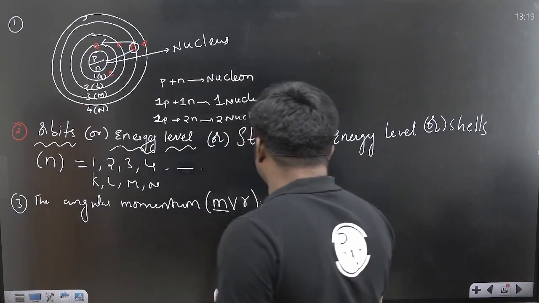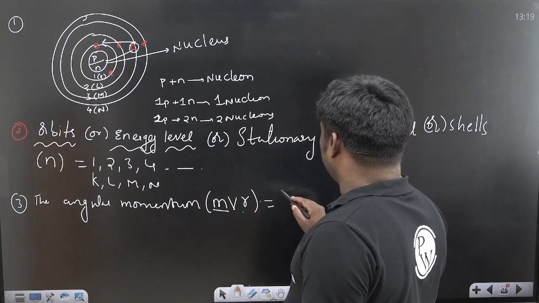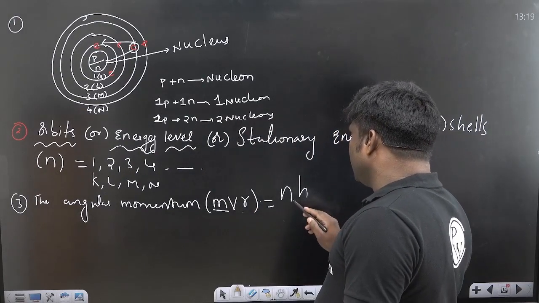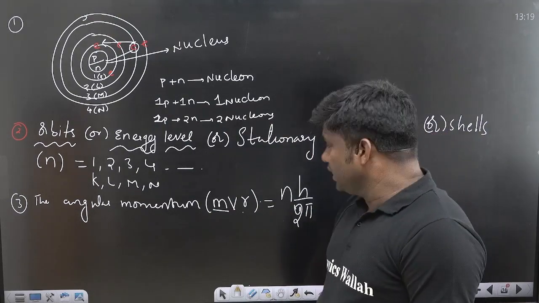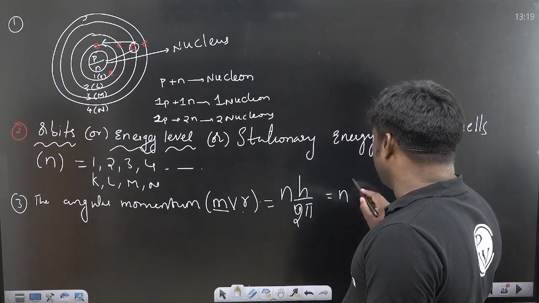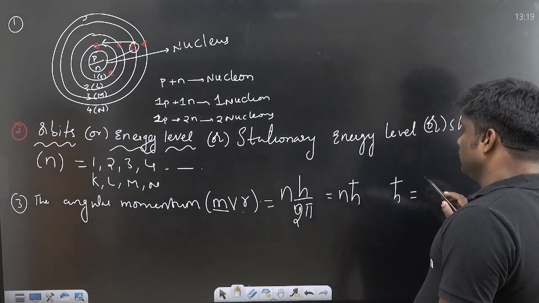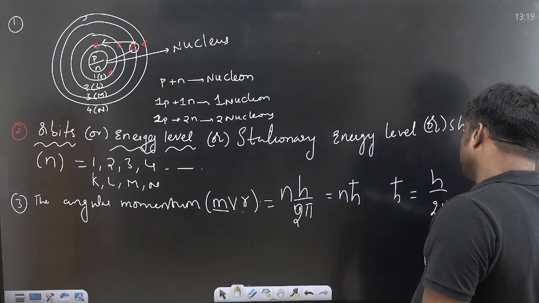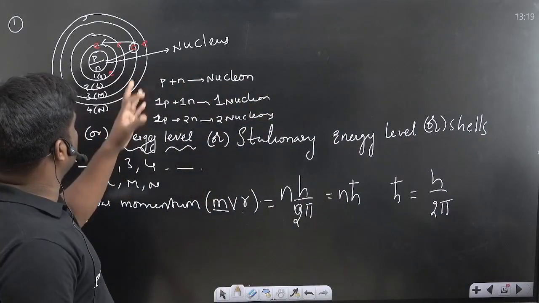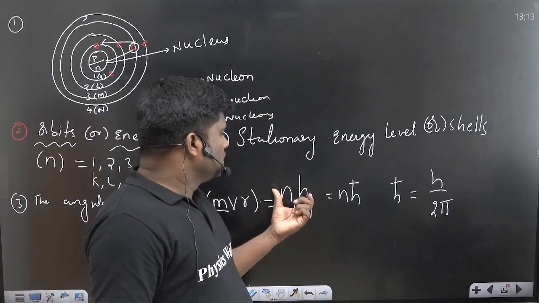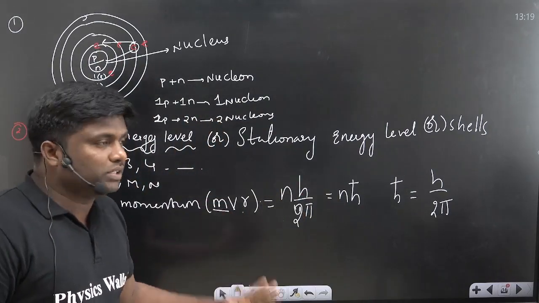So the angular momentum mvr is equal to an integral multiple of h by 2 pi. Integral means n. It is a multiple of h by 2 pi. This can also be written as n h bar, where h bar is nothing but h by 2 pi. So the angular momentum of the electron revolving around the nucleus in a circular path is equal to an integral multiple of h by 2 pi. n is the shell in which the electron is present.